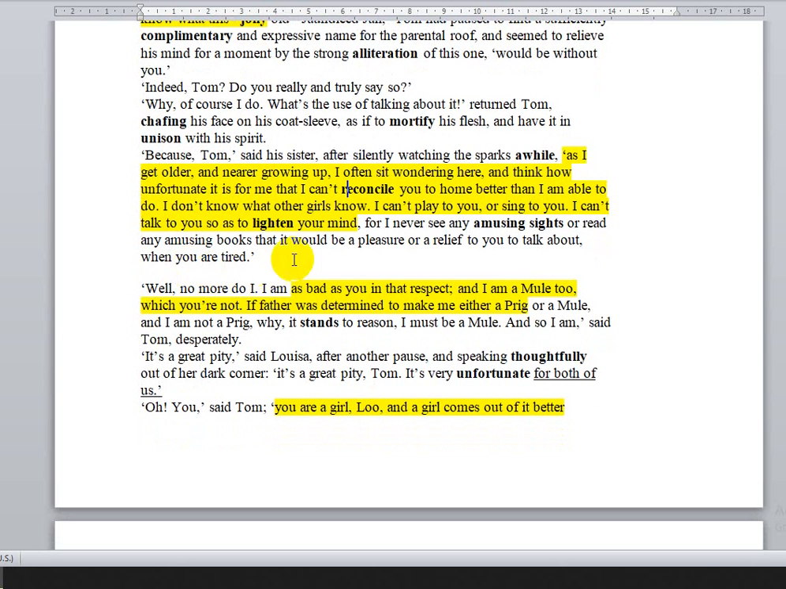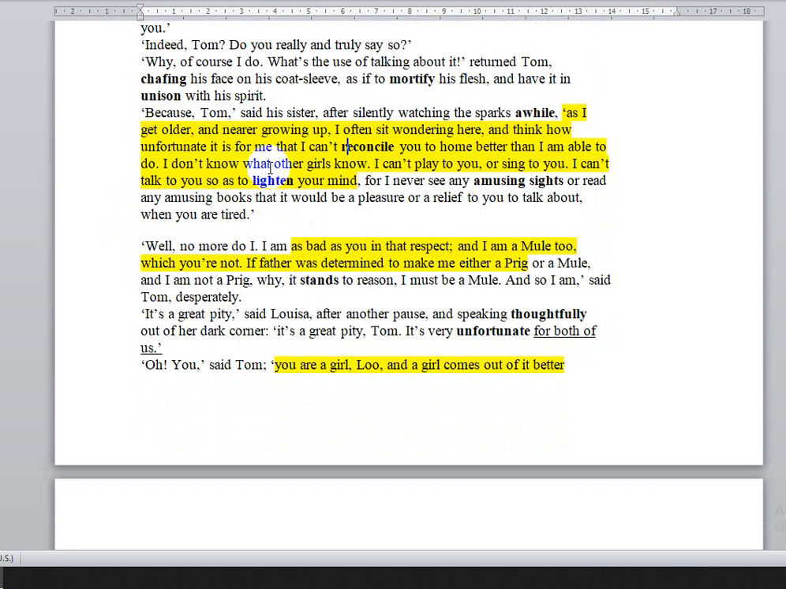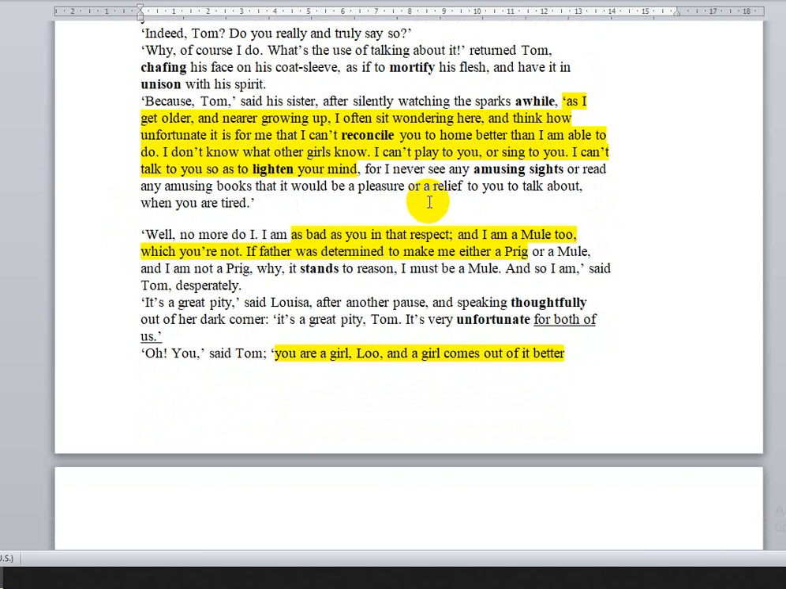I don't know what other girls know. I can't play to you or sing to you. I can't talk to you so as to lighten your mind, for I never see any amusing sights or read any amusing books that it would be a pleasure or a relief to you to talk about when you are tired.